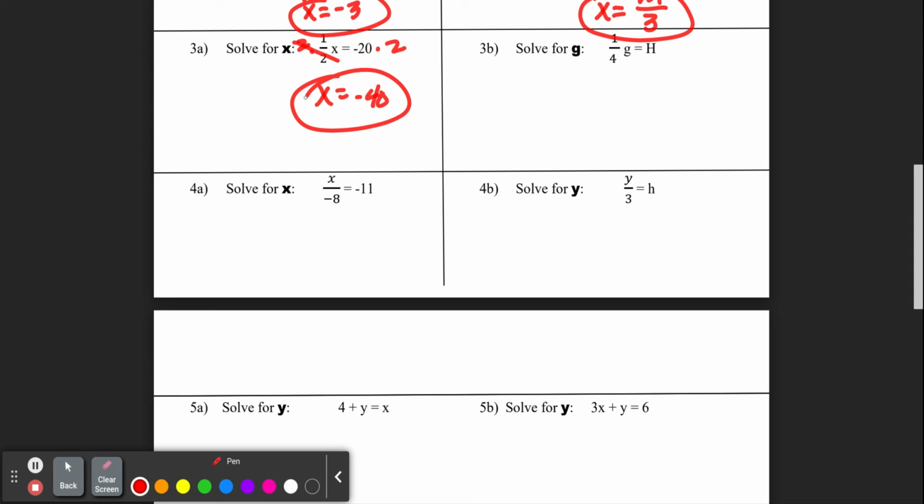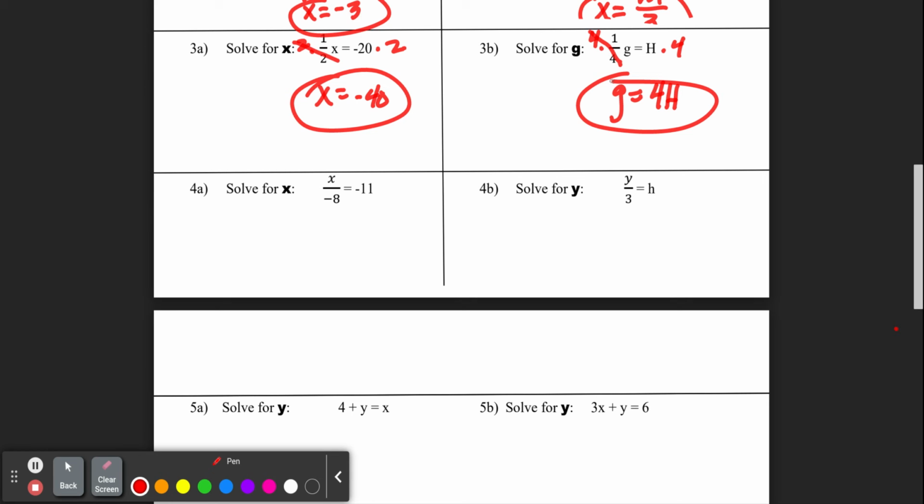So let's do the same thing on this. Let's erase my circle right there. So if we want to solve for g, we're going to multiply both sides by the denominator, which is 4. So 1g is the same as just g, and h times 4 is the same thing as 4h.